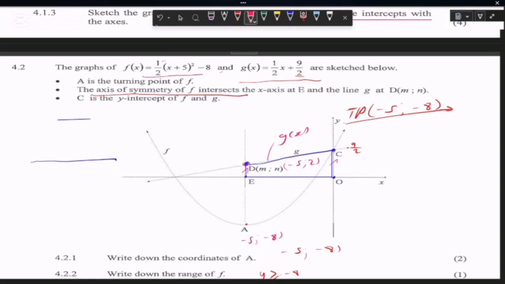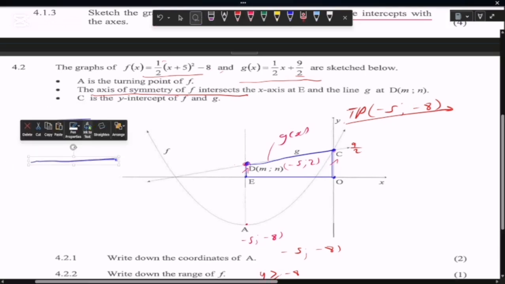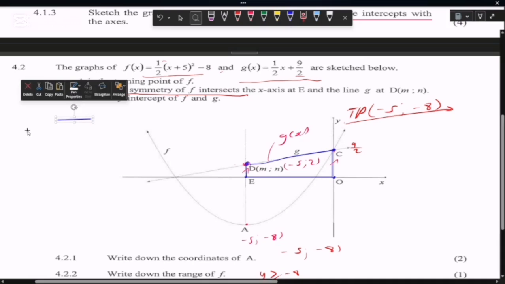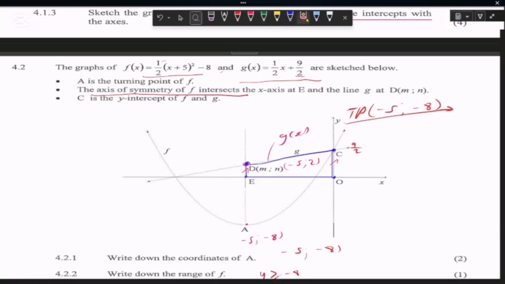So this qualifies to be a trapezium. And if we recall from our geometry knowledge, the area of a trapezium can be simply determined because we have the equation for that. Basically, the area is half the sum of the two parallel lines. So in this situation, it will be half of DE plus the length of OC.